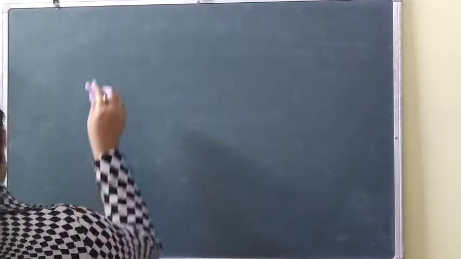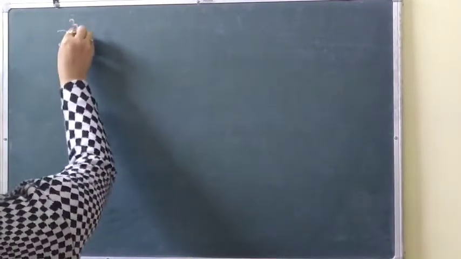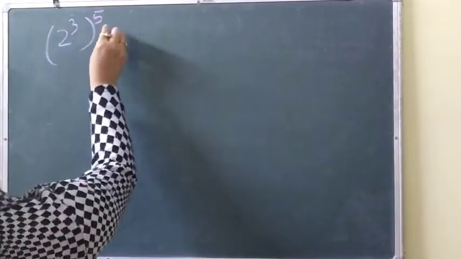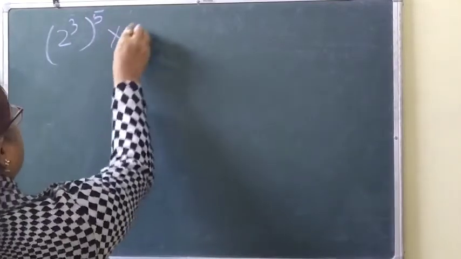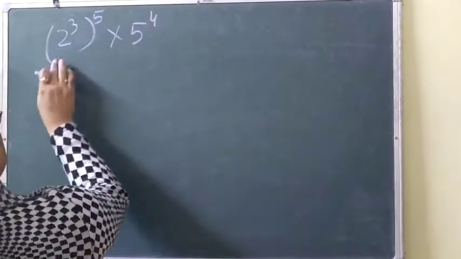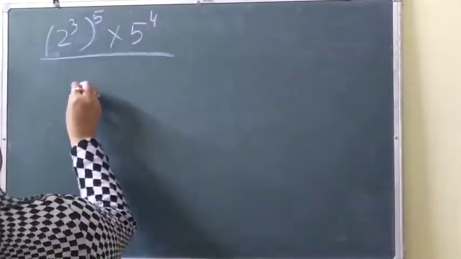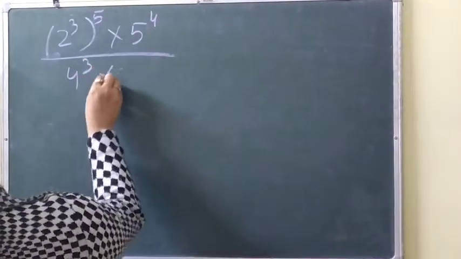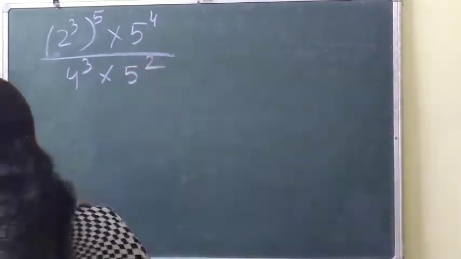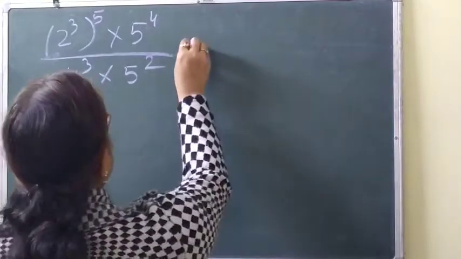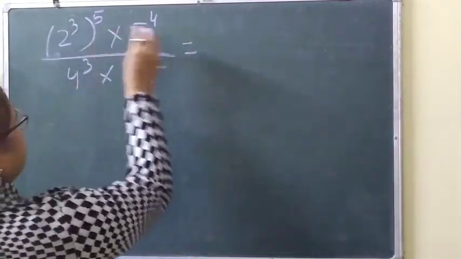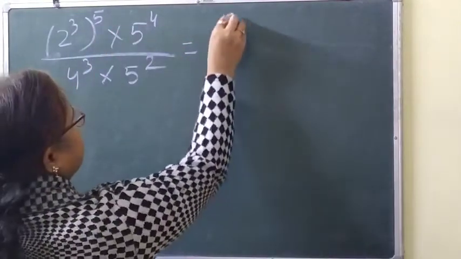Now the next question is (2^3)^5 × 5^4 divided by 4^3 × 5^2. This is the question. How will we solve this one? So we can write here 2 to the power 15.